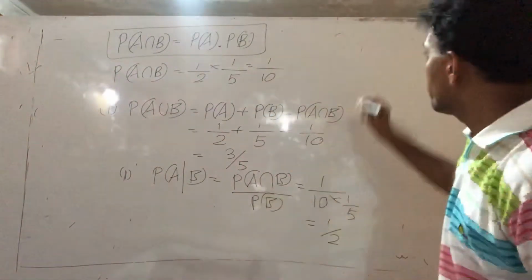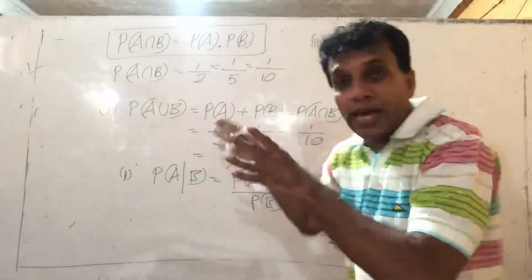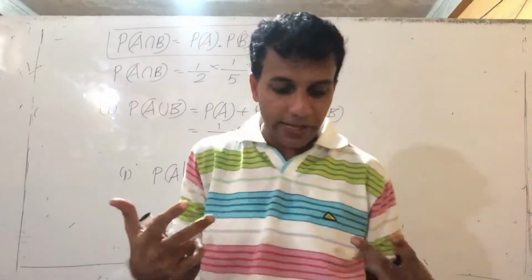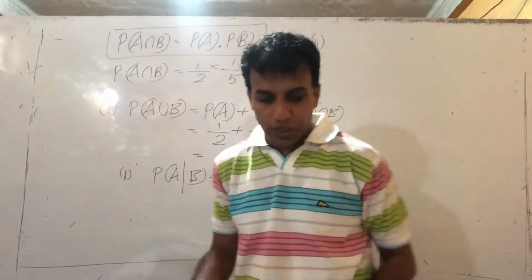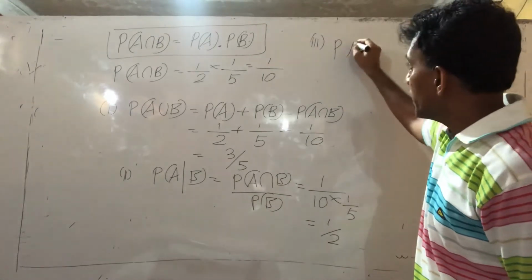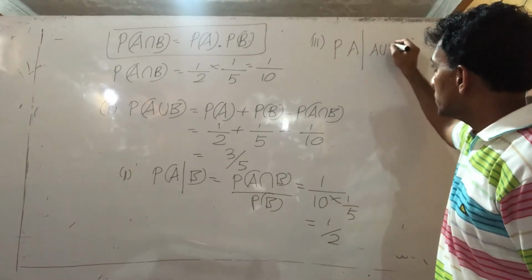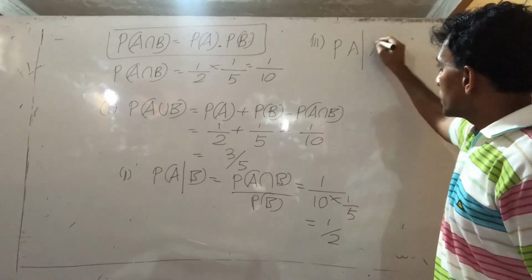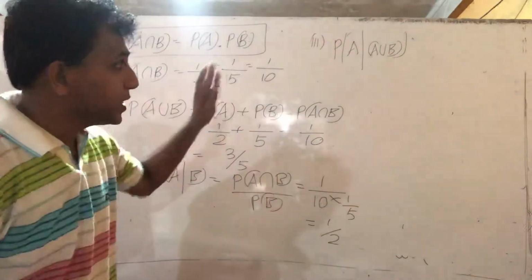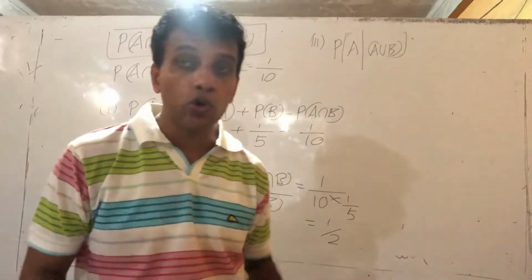Third part, it's an important question, very useful. So many parts I am asking so you can take the knowledge. So many I have shown here. So probability of A given A union B. See, another conditional probability. Probability of A given A union B.